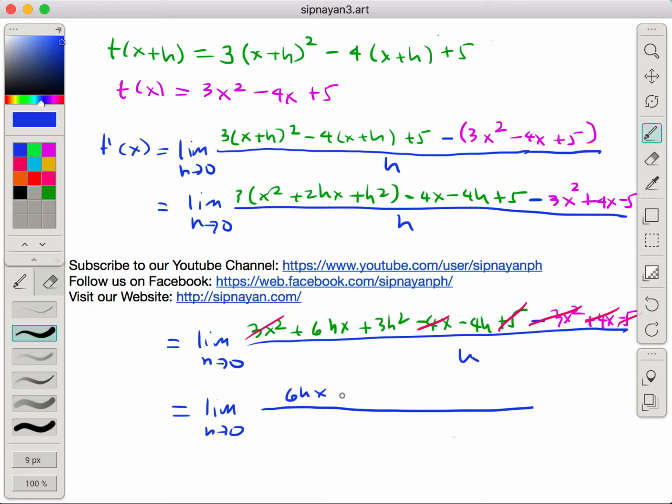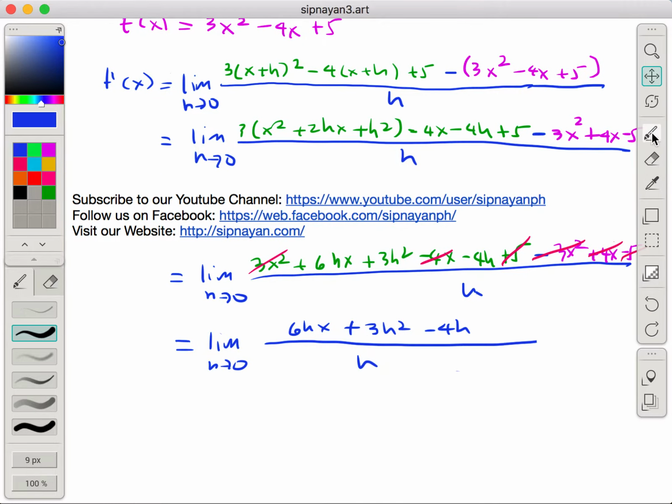So 6hx plus 3h squared minus 4h all over h. We have an h here, and we have an h here, which means we can factor out h. Again, this is factoring, still algebra. So we have h times the quantity: the h is removed here, so 6x is left, plus 3h squared. Factor out one, there is one more h left. So 3h, and then minus 4, since you factored out the h.